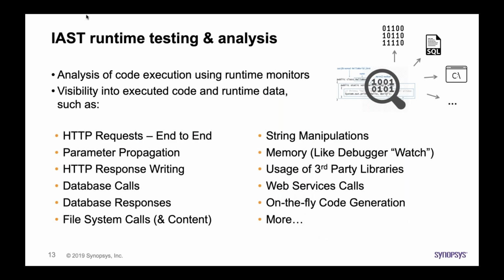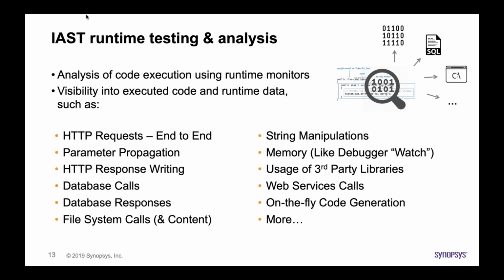The way it works is IAST leverages instrumentation technology for runtime security monitoring and detection. If you know instrumentation, it is not a new technology. It has been commonly used in application performance monitoring and other areas of software, including container monitoring and analytics today. IAST analyzes code execution using runtime monitors, and it provides both security and development teams visibility into the executed code and runtime data, from the HTTP request and response down to the line of code in the source.